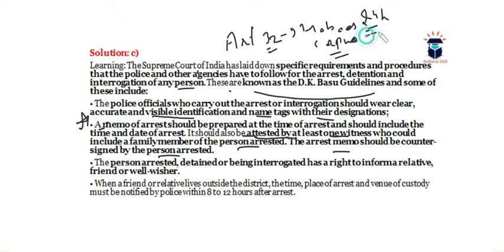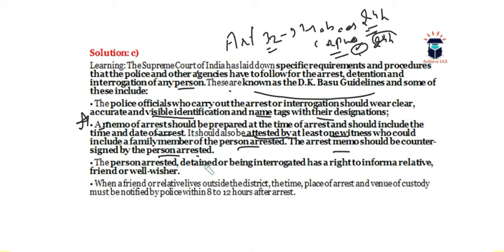Most of the time earlier, and even now, it happens that a person is arrested quite early, but his time of arrest is mentioned quite late, and then he is presented to the magistrate within the subsequent 24 hours. So the period prior to that isn't covered. That's why the DK Basu guidelines require that the time and date of the arrest be clearly mentioned.